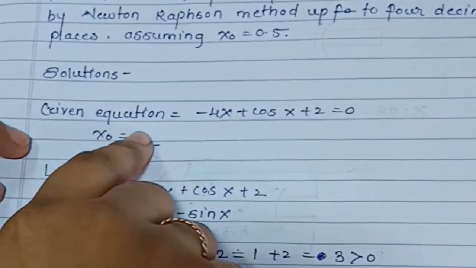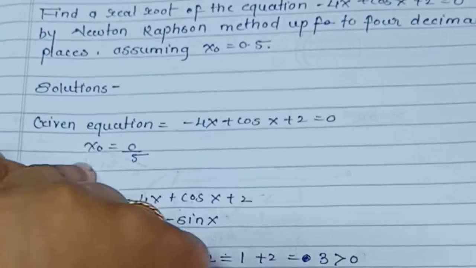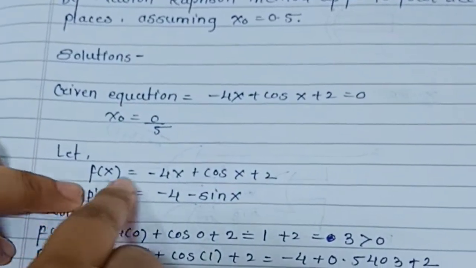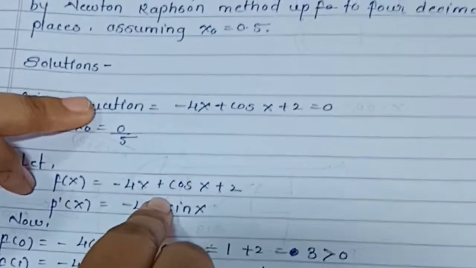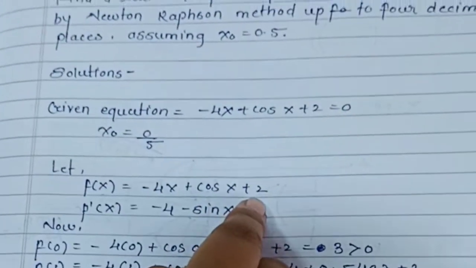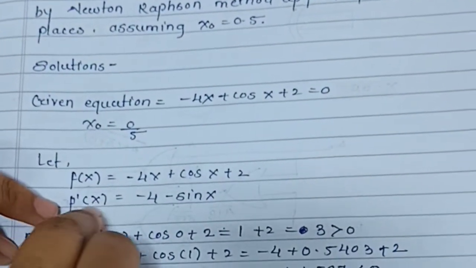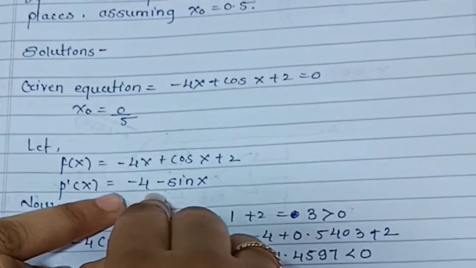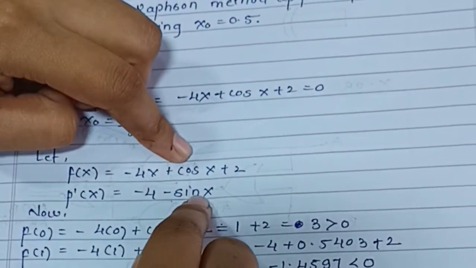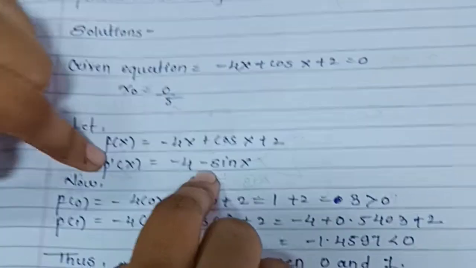We are given the equation minus 4x plus cos x plus 2 equals 0. Here x naught equals 0.5. So let f of x equals minus 4x plus cos x plus 2. Then we find its derivative, that is f dash of x. The derivative of f of x is f dash of x equals minus 4 minus sin x. The derivative of minus 4x is minus 4 and of cos x is minus sin x. This is the derivative of f of x, that is f dash of x.